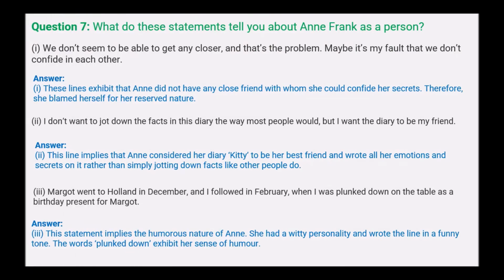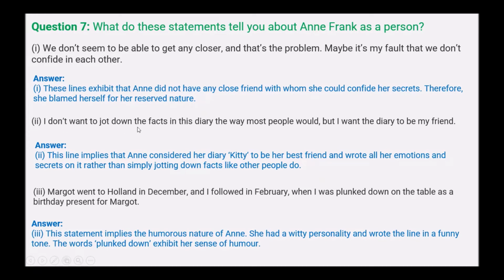Next, what do these statements tell you about Anne Frank as a person? "We don't seem to be able to get any closer, and that's the problem. Maybe it's my fault that we don't confide in each other." This line implies that Annie did not have any close friend with whom she could confide her secrets. Therefore, she blamed herself for her reserved nature.